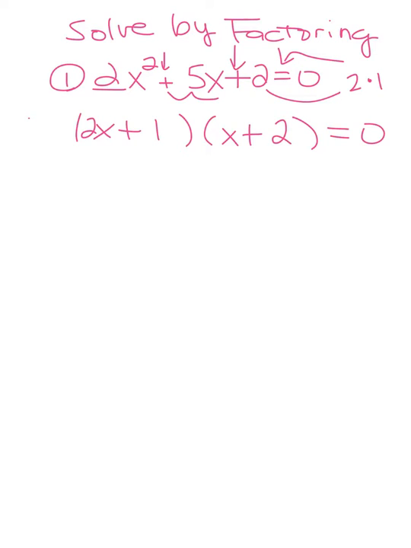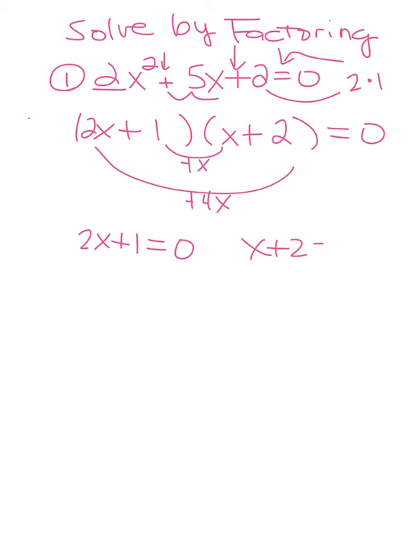Now again, I can kind of check with my loops. It gives me a plus x. That gives me a plus 4x. When I add them together, I get 5x. So I know that I did that correctly. Now I'm going to set that equal to 0. 2x plus 1 is equal to 0, or x plus 2 is equal to 0, because I know if I multiply this binomial times my second binomial and I get 0, that one of them has to be equal to 0.